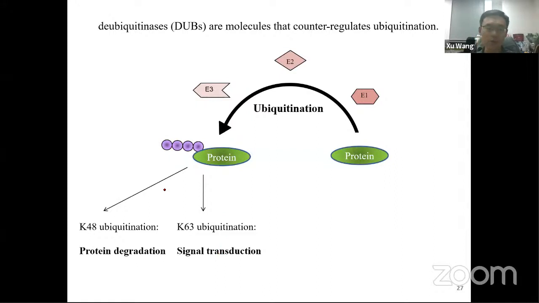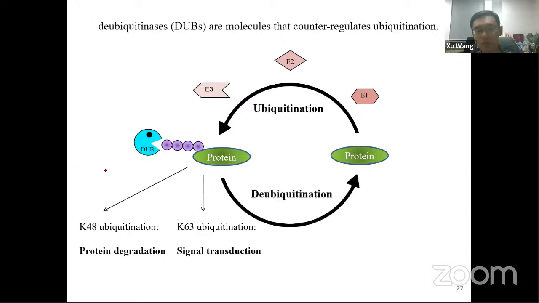Ubiquitination is a reversible process, and it can be counter-regulated by deubiquitinases or DUBs. DUBs can remove ubiquitin molecules from protein substrates, and this process is called deubiquitination. The deubiquitinase A20 prefers to cleave K63 ubiquitin chains, and the DUB OTUB1 prefers to cleave K48-linked polyubiquitin chains.